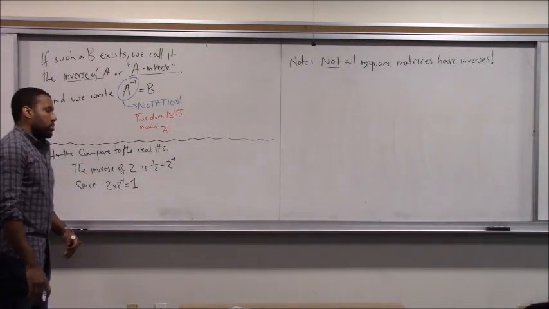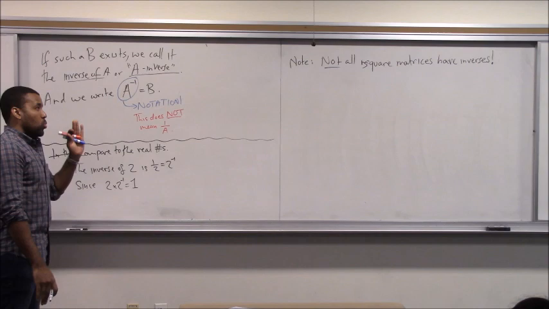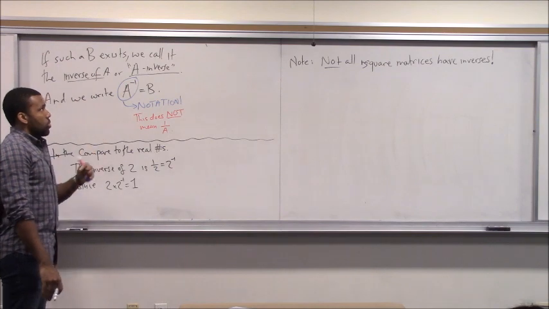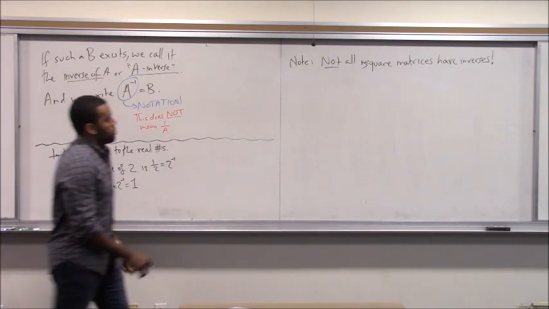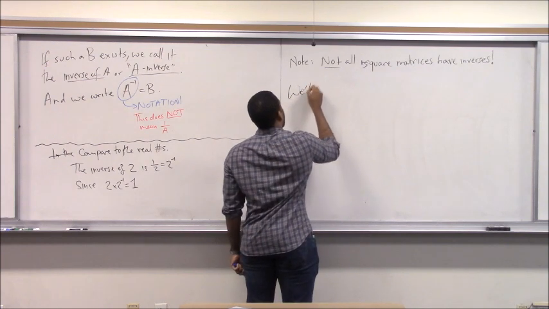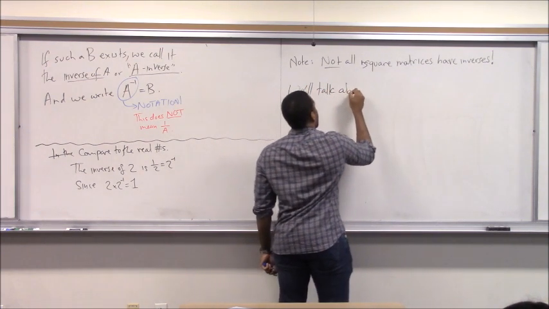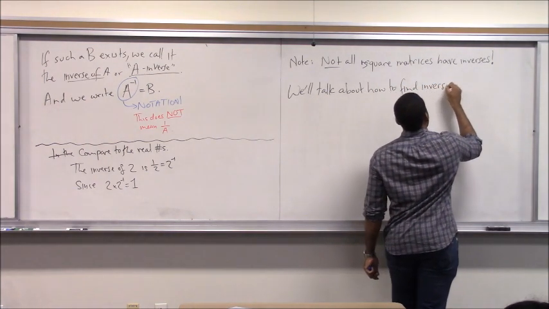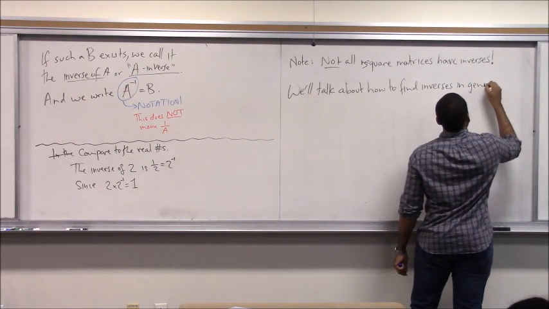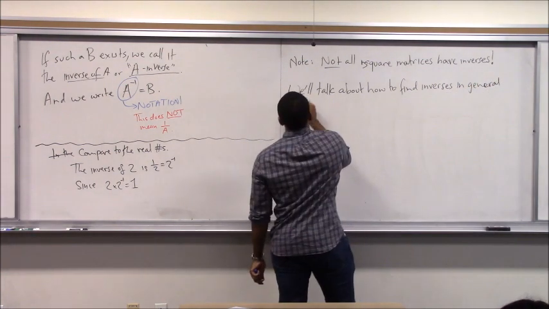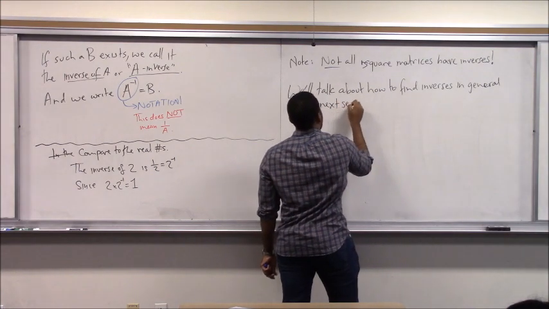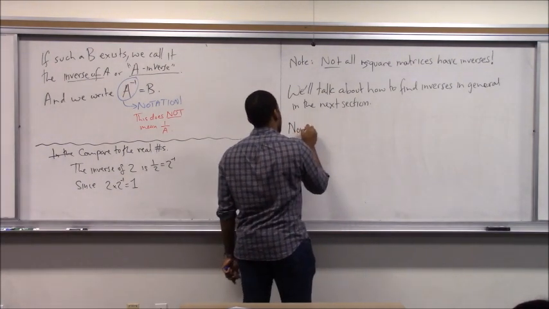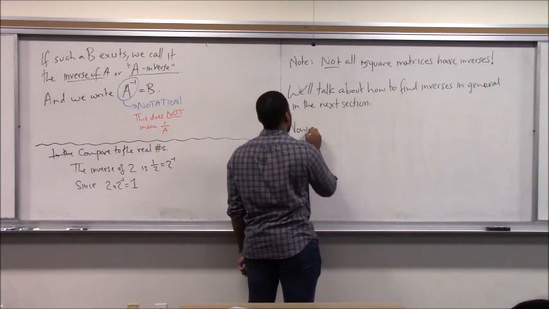In the next section, you'll see inverses are very useful. We're going to use them in one specific way. In the next section, you'll see how we're going to use it. But right now, I want to talk about how you can find one. I'll give you a general method to find an inverse in the next section, but now I'm actually going to tell you specifically how to find one for a 2 by 2 matrix.